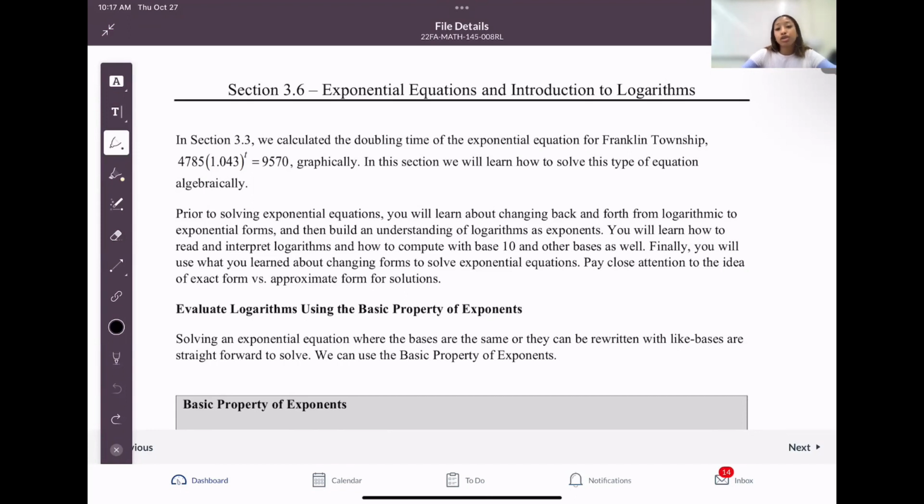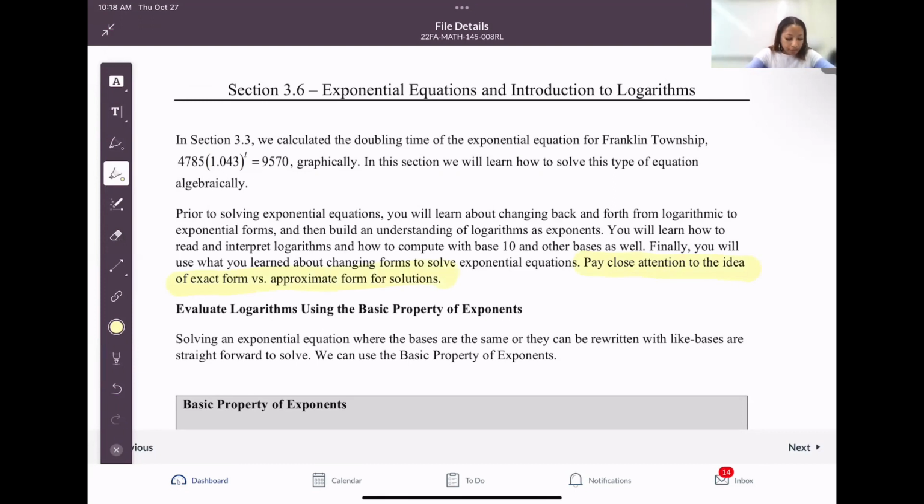Prior to solving exponential equations algebraically, we have to learn about changing back and forth between logarithmic and exponential forms. And then we have to build an understanding of how logarithms are related to exponents, okay? You will learn to read and interpret logarithms and how to compute logarithms with base 10 and other bases. Finally, you will use what you learn about changing forms to solve exponential equations. Pay close attention to the idea of exact versus approximate forms of solutions. We'll talk about that at the end.